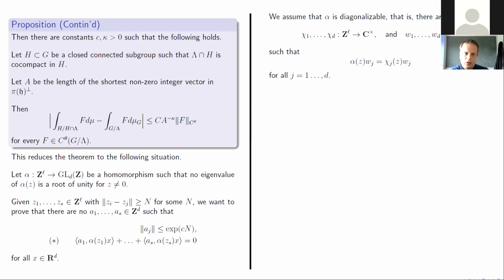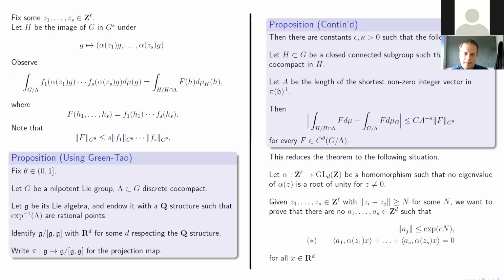But wait, I don't follow. Why would this be important? If it's short or not short? So because this capital A is the length of the shortest non-zero integer vector in the orthogonal complement. So this is what comes in this estimate. So you want this capital A to be exponentially large in capital N.